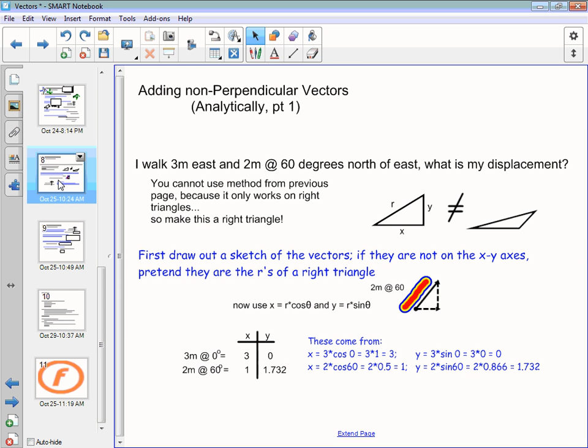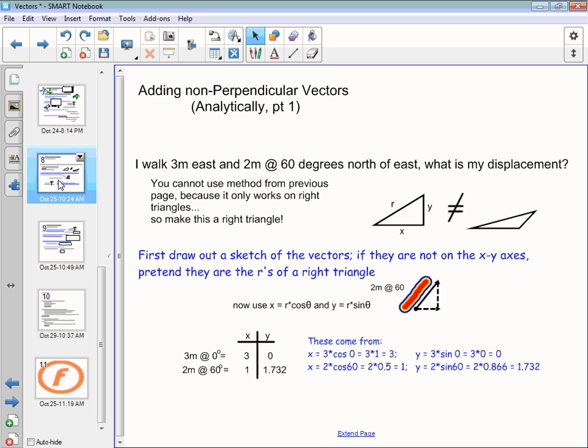Now, how do we add vectors that are not perpendicular to each other? That's going to be a little bit more of a challenge. What we got to do is break things down into the x and y pieces. We're only going to do a little bit of this today. We're not going to finish this up. But this will help us on that handy guide to trig functions if you haven't done it already. So if I walk 3 meters east and then 2 meters at 60 degrees, what's my displacement?